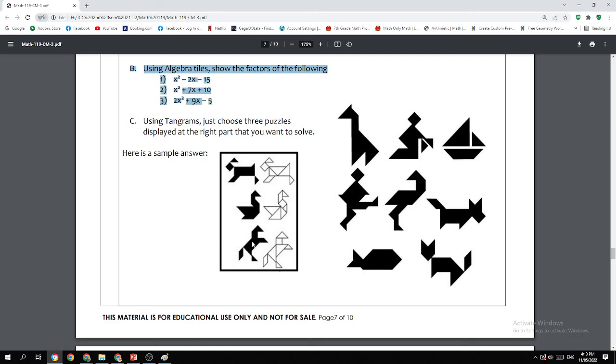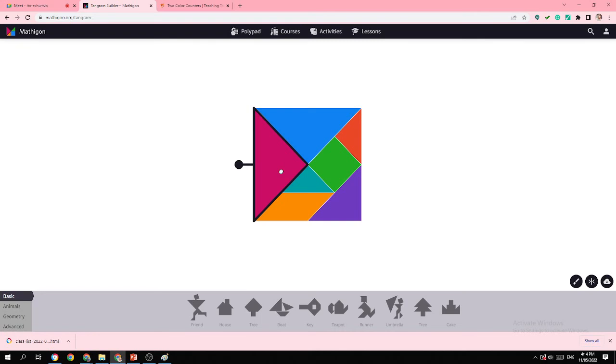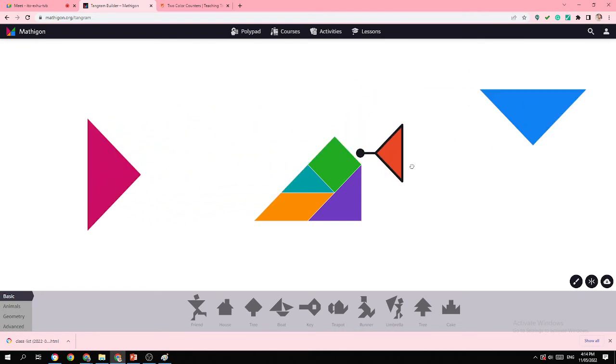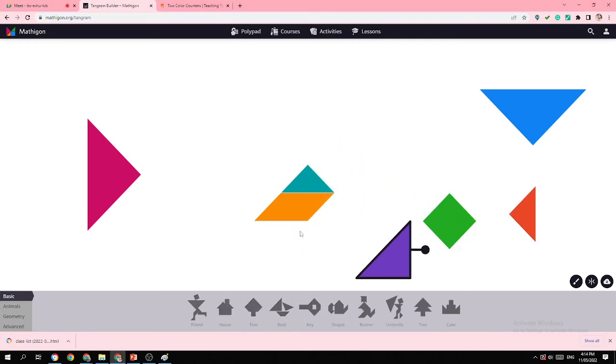And I can even use virtual manipulatives again, class. Do you hear me, by the way? Yes, sir. Okay. I have tangrams here. For example, sir, let's solve. Let's solve, class. Which one do you want to solve? What do you want to solve? Okay.